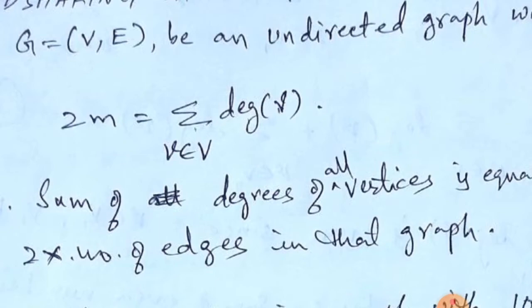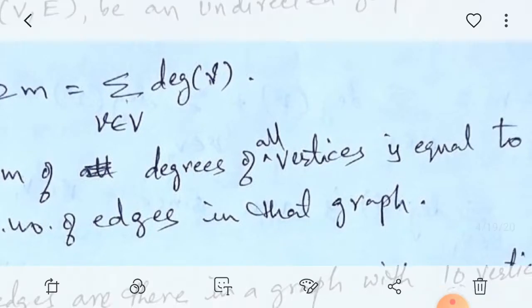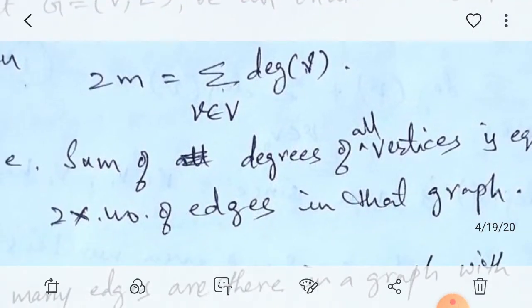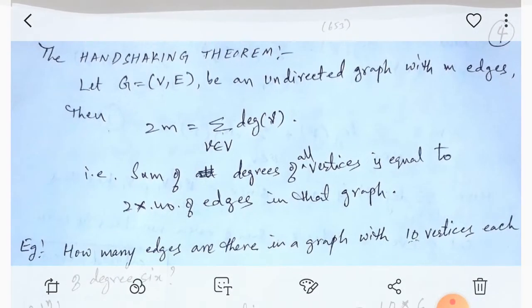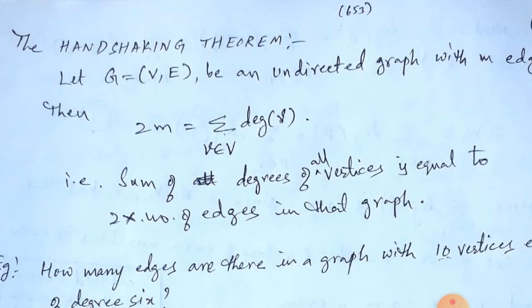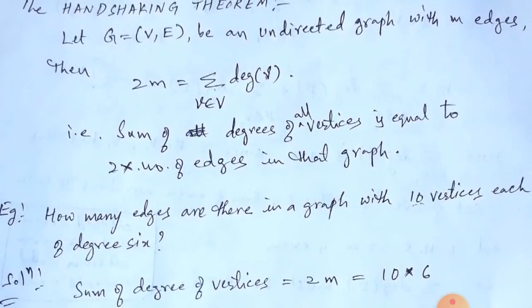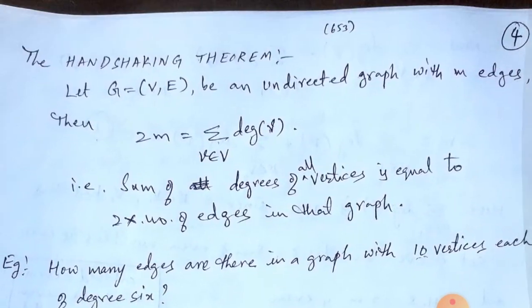For example, if 5 vertices are there in a graph, we calculate the degree of each vertex and sum them. So the sum of degrees of all vertices is equal to 2 into the number of edges. M is nothing but the number of edges. So this will be equal in every graph. Now how will this be equal? That is a theorem.